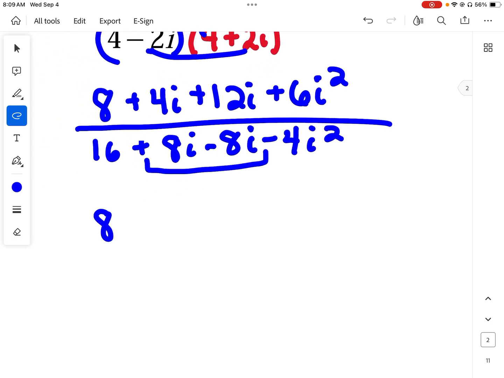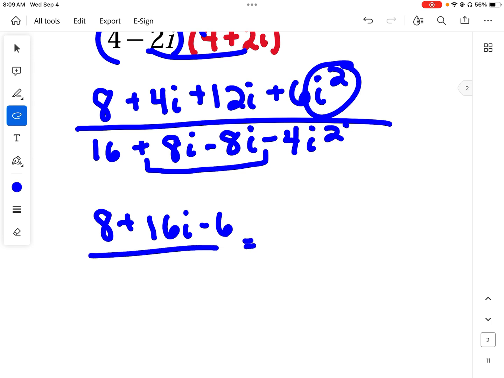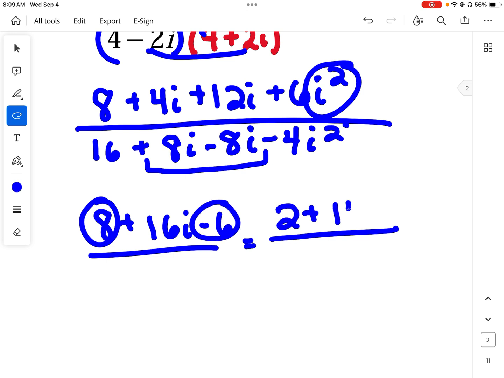So 8 plus 16i, and then this is going to be negative 1, so negative 6. I'm going to reduce the top real quick. All right, and then 8 minus 6 is 2. So 2 plus 16i.